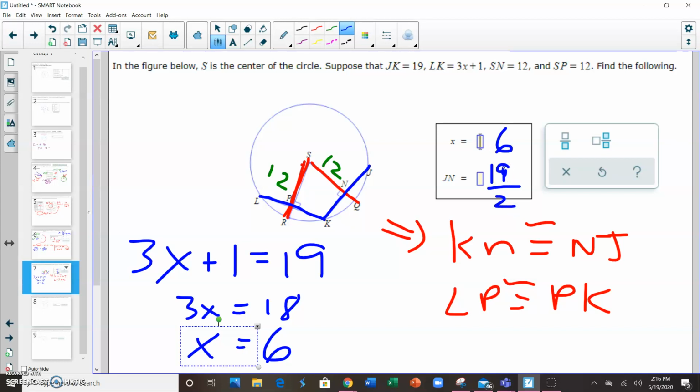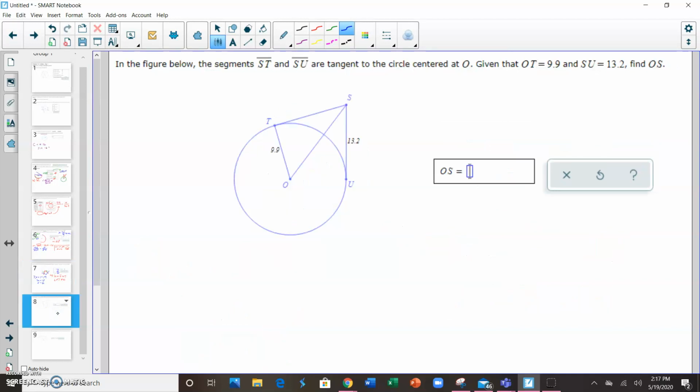Okay, nice. And you can pause these as I go. Okay, two left. These are both going to be dealing with a squared plus b squared equals c squared, so make sure that you keep that in mind. All right, so you know that OT is 9.9. We know that SU is 13.2.